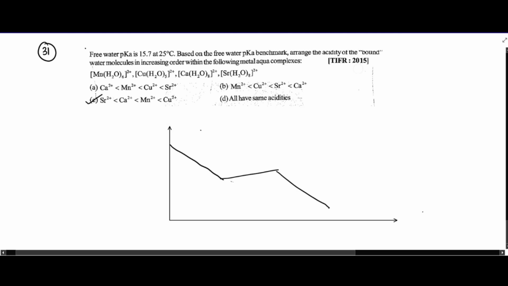ബാക്കി ഡൗട്ട് ഉണ്ടോ നിങ്ങൾക്ക്? അസിഡിറ്റിയുടെ ഡയഗ്രാം ഇങ്ങനെയാണ്. This is how acidity is. So this position corresponds to calcium. This is manganese and this is copper. So this is calcium, this is manganese, this is copper, +2. അപ്പൊ ഏറ്റവും കുഞ്ഞു സൈസ് ആരുടെയാ? കോപ്പറിന്റെ. അവന്റെ അസിഡിറ്റി ഏറ്റവും കൂടുതൽ, പിന്നെ മാംഗനീസ്, പിന്നെ കാൽഷ്യം.